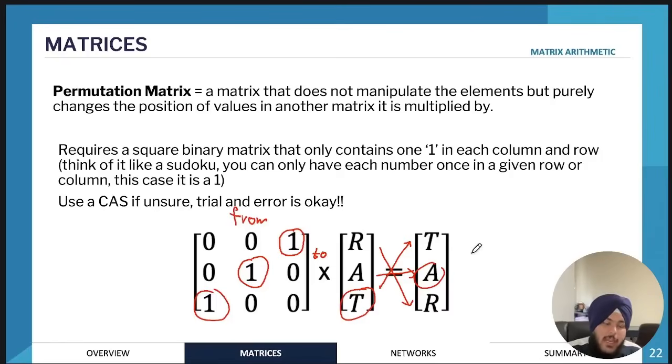So a little bit of trial and error if you're using your CAS. So try doing a lot of various different permutation matrices. Try multiplying it with RAT to get to TAR. So a lot of trial and error, but you will eventually get some. So this is not something that would be really hard, but something important to know is that when you're using a permutation matrix and multiplying it, it comes before the matrix that you want to change the order of. So just a few important things to know if you are going to be using trial and error.